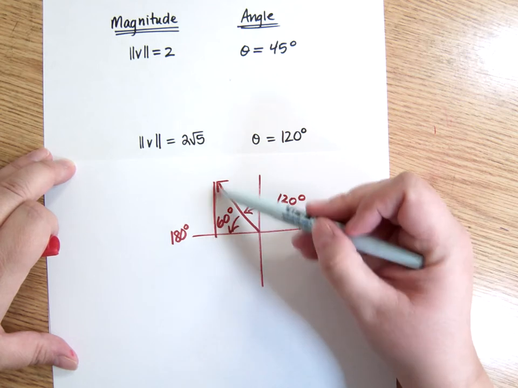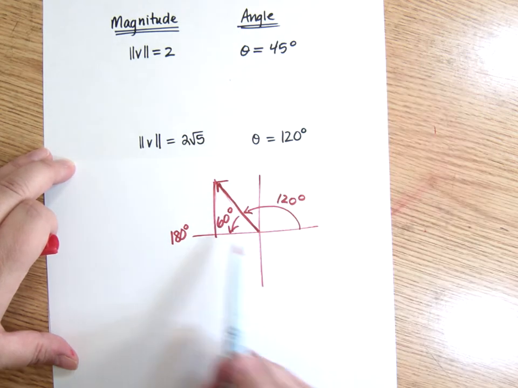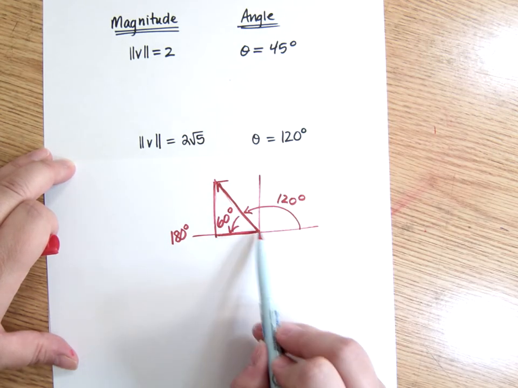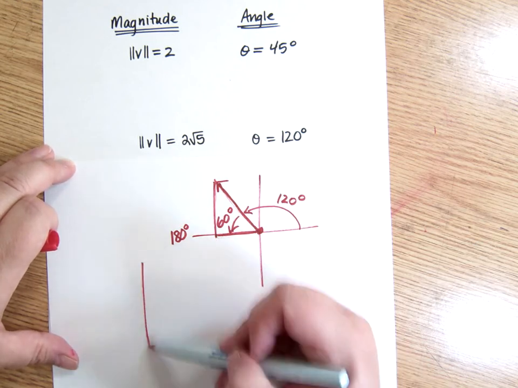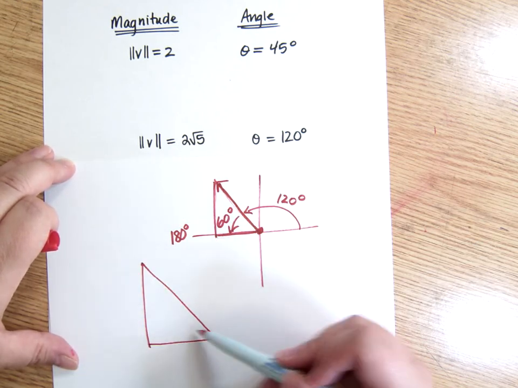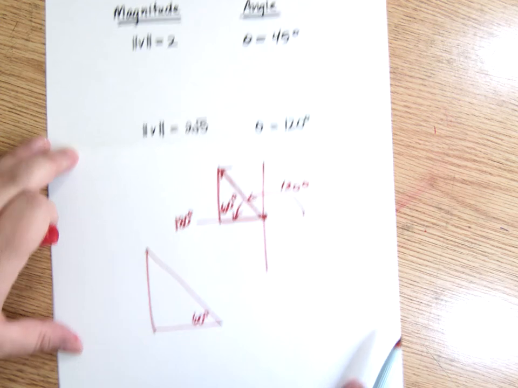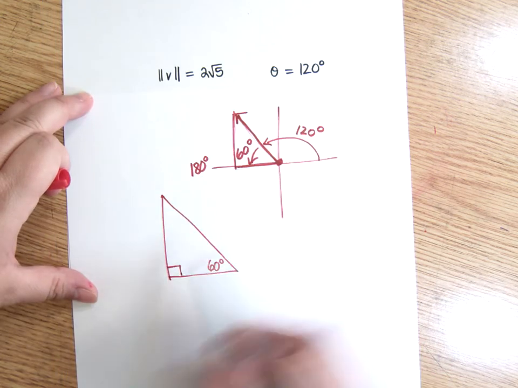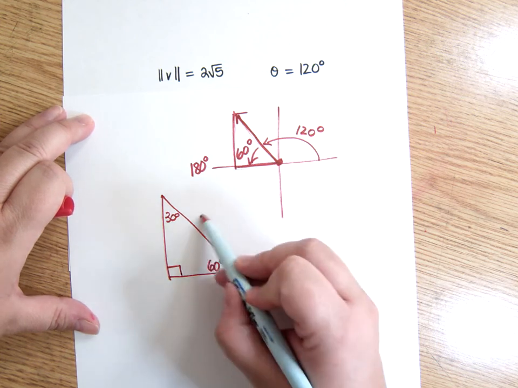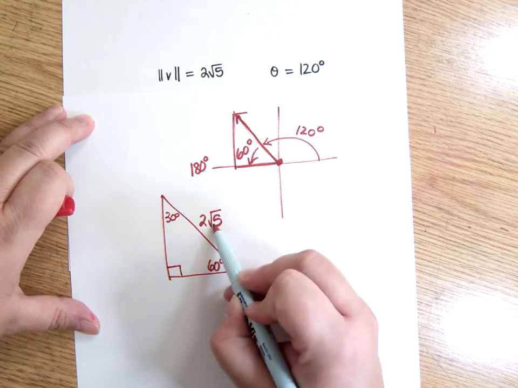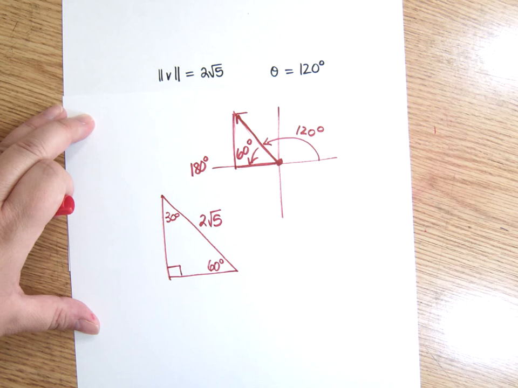I like to have one side of my triangle be with the x-axis right here at the initial point. So I'm going to use this triangle. So this is 60, this is 90, this is 30. It's a special right triangle. It's a 30, 60, 90. My magnitude is 2 root 5. That's the hypotenuse of my 30, 60, 90.